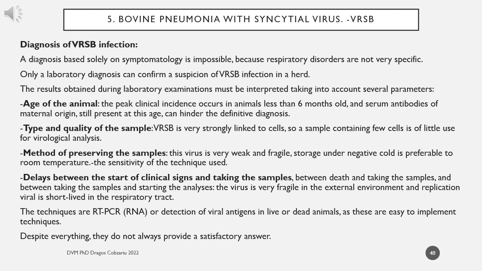The type and quality of the sample. VRSB is very strongly linked to cells, so a sample containing few cells is of little use for virological analysis. The method of preserving the samples. This virus is very weak and fragile. Storage under negative cold is preferable to room temperature.